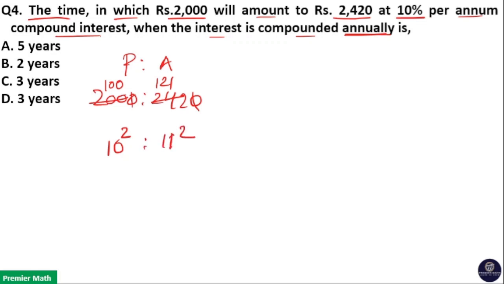Now this power is the number of years here. So number of years is equal to 2. This power is the number of years. So option B is your answer. Number of years is 2. That is 2000 will become 2420 in 2 years at 10% per annum compound interest.